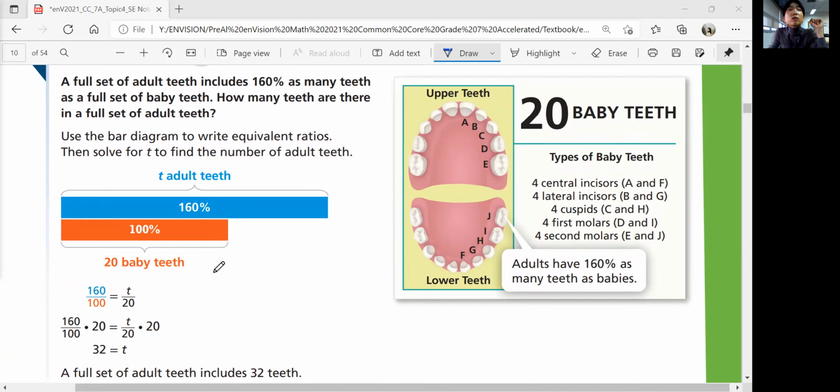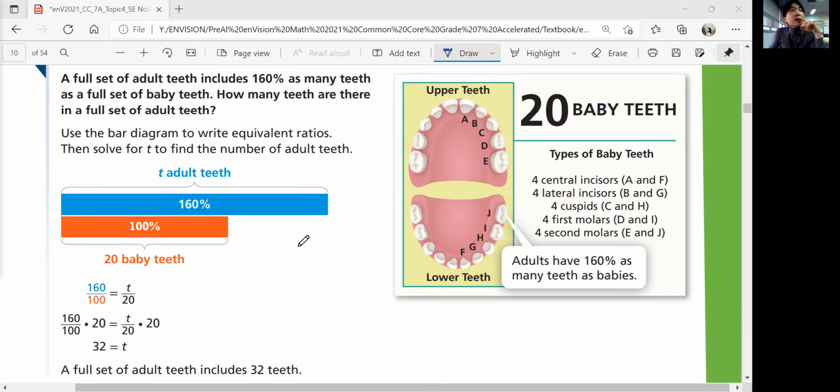So a full set of adult teeth should include 32 teeth. That is the answer. The way you solve would be the same, even though your percentage might be greater, but just make sure that your numbers got greater, not less. 160% is obviously greater than 100%. So if you started with 20 baby teeth, you need to end up with a number that's greater than 20. If you got a number less than 20, then you did something wrong.